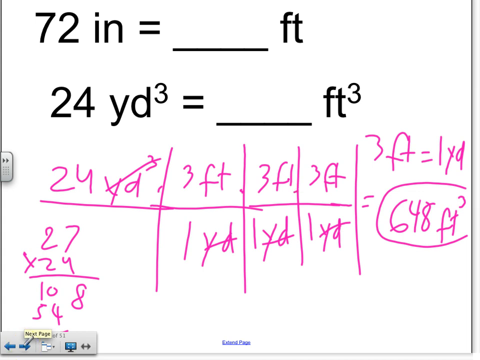Okay? Once again, guys, let me sum this up. This is called dimensional analysis. Look at it closely. Okay? Here's your quiz for today.